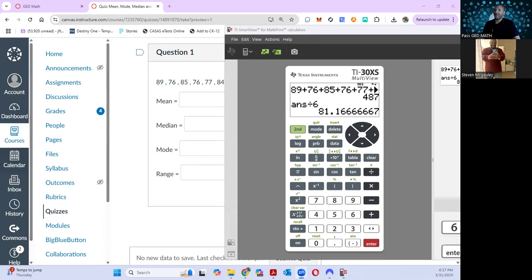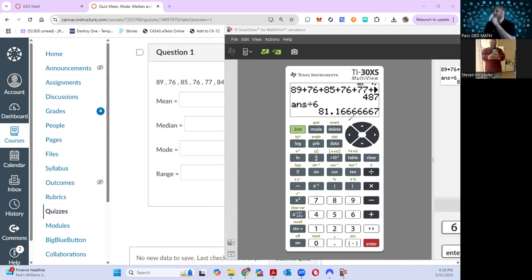Okay. So our mean is what? Our mean is 81.1666, right? Rounding off to the nearest tenth place, because the directions to this exercise are to round off to the nearest tenth place. What digit is in the tenth place?